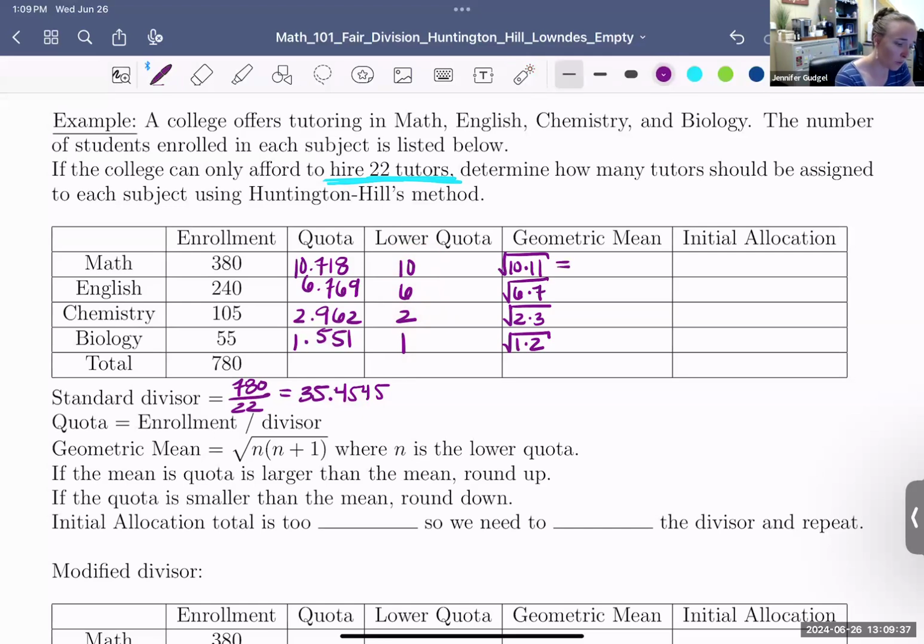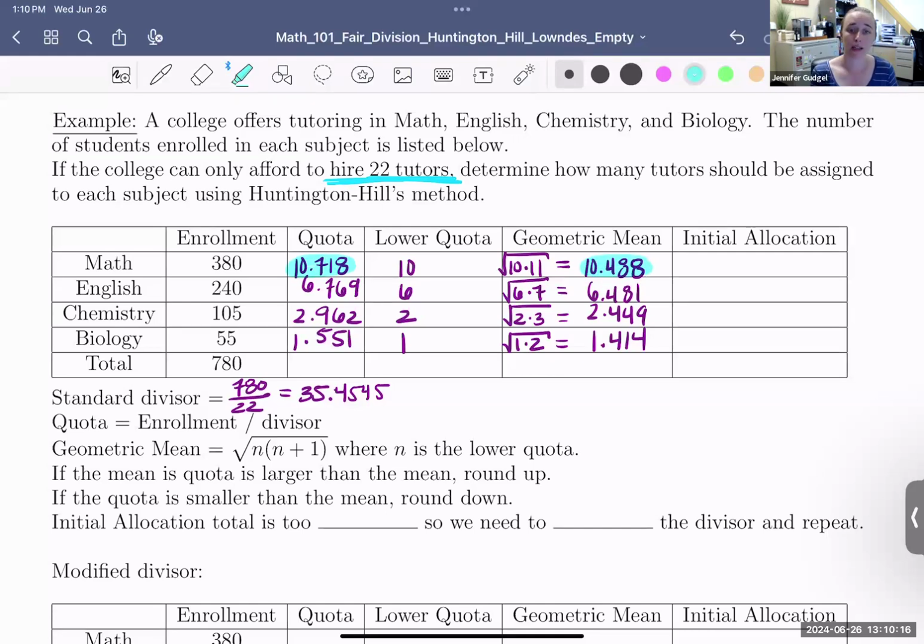So we actually want these numbers because we have to compare the geometric mean to the quota. We have to look at them side by side. So I'm writing out what they are before I put it in the calculator, but really you're putting it in the calculator and writing that value here. So the square root of 10 times 11 is 10.488. Rounded to 3 is fine. 6.481, 2.449, and 1.414.